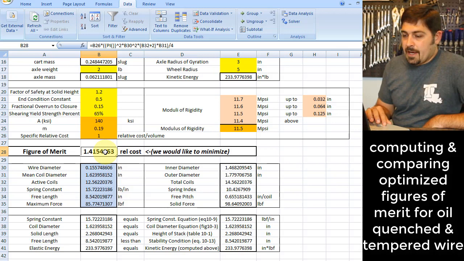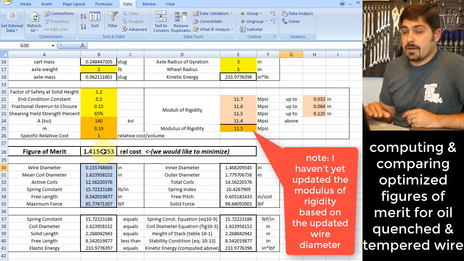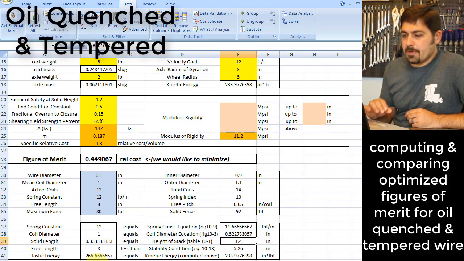What we've come up with now is this figure of merit. Okay, that figure of merit is what we are trying to minimize, and so it appears as if we have come up with a number there that has been minimized according to getting all these values to some level. What we want to do next is go ahead and see how that might compare with some of our other choices. Okay, so I've already set up another couple of tabs here.